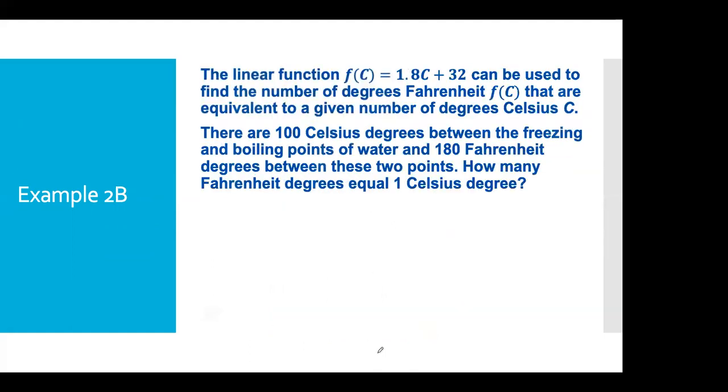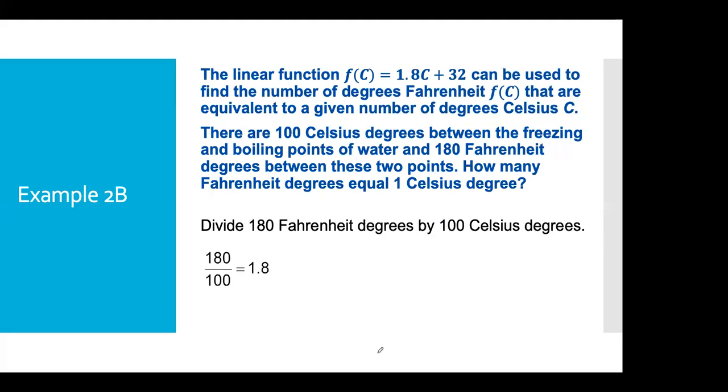For our next example, we have the same equation, but now we want to know: there are 100 Celsius degrees between the freezing and boiling points of water, and 180 Fahrenheit degrees between these 2 points. How many Fahrenheit degrees equal 1 Celsius degree? We're going to divide 180 Fahrenheit degrees by 100 Celsius degrees to get 1.8. So 1.8 Fahrenheit is equal to 1 degree Celsius.